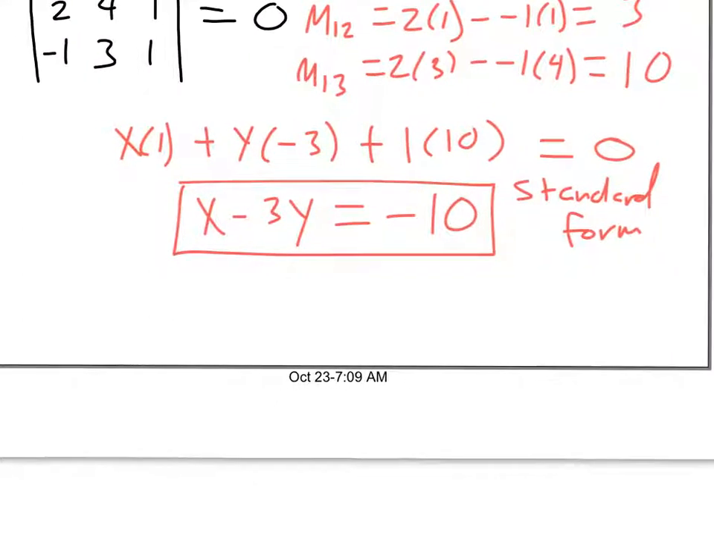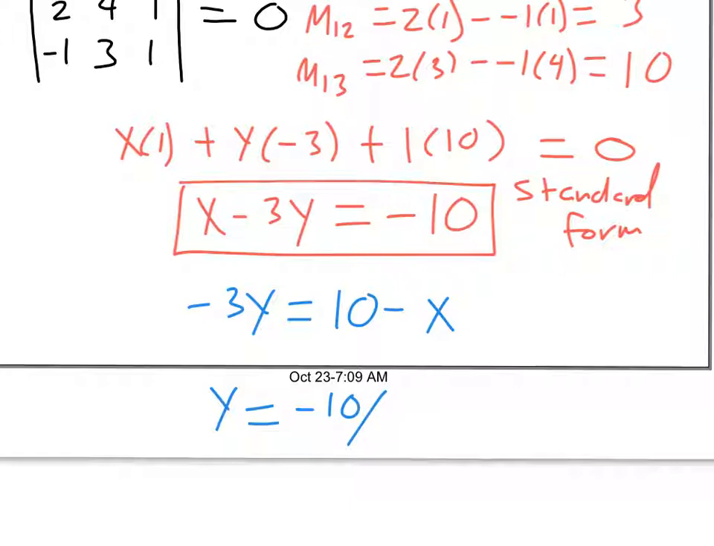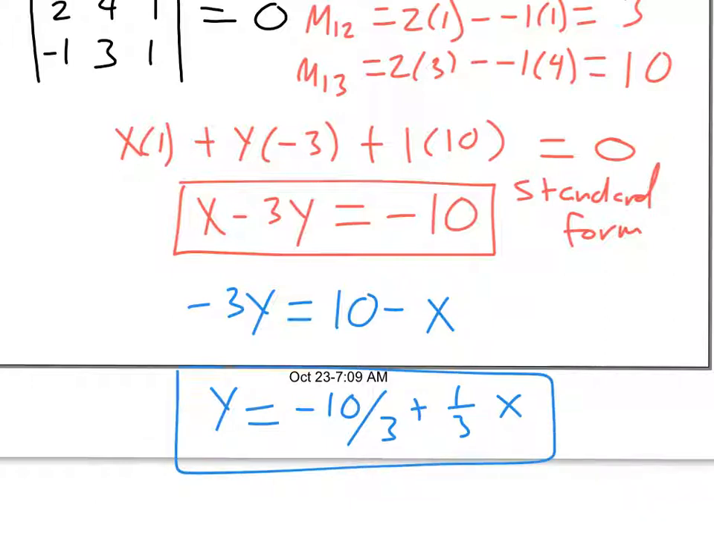So I'm going to put both answers on here. We'd have negative 3y equals 10 minus x. Divide by negative 3, and we'd get negative 10 thirds plus 1/3 x. And there, of course, is slope-intercept form. And there you have it. Found the equation of a line connecting 2 points with a 3 by 3 determinant.